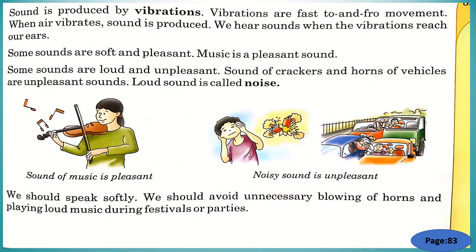Let's come to know about how sound is produced. So students, sound is produced by vibrations. Vibrations are fast to and fro movement. Vibrations किसे कहते हैं? Vibration ऐसी fast movement होती है जो तेजी से आगे पीछे हो, जिनमें एक तरछाहट पैदा हो. They are called the vibrations. So students, when air vibrates, sound is produced. We hear sounds when the vibrations reach our ears. हम साउंड को सुनते हैं जब वाइब्रेशंस हमारे कानों तक पहुंचती हैं.